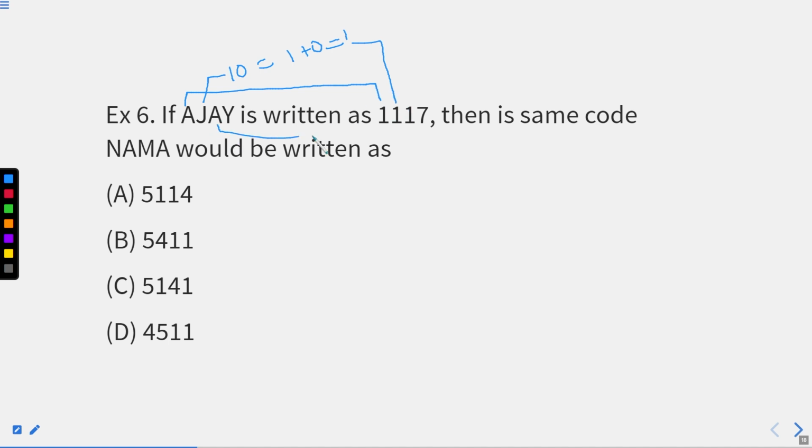Again for A, it is 1. Again for Y, Y stands for 25. Just add them, 2 plus 5, you'll get 7. Right?